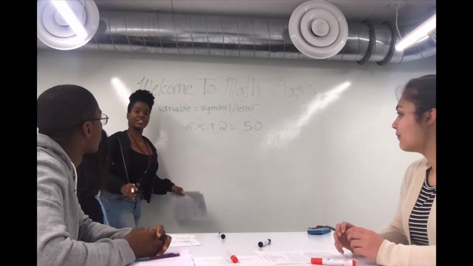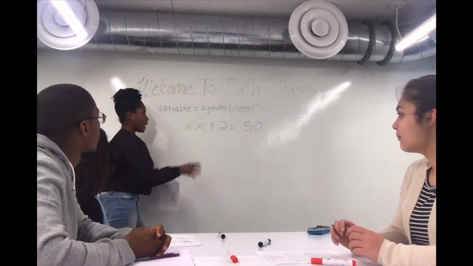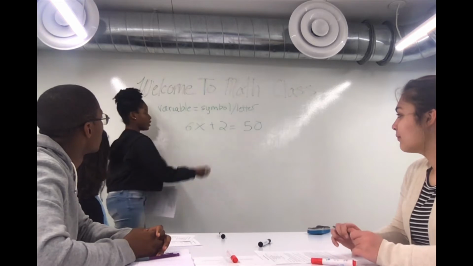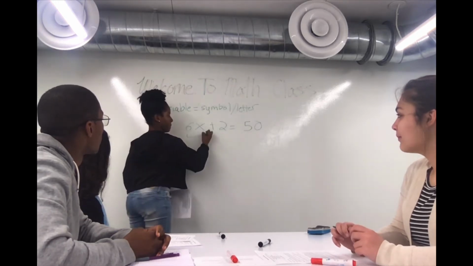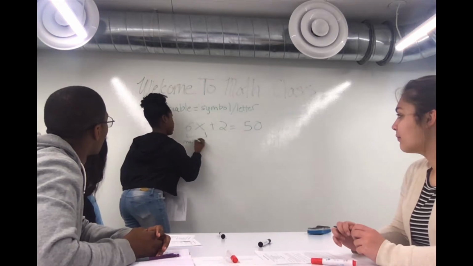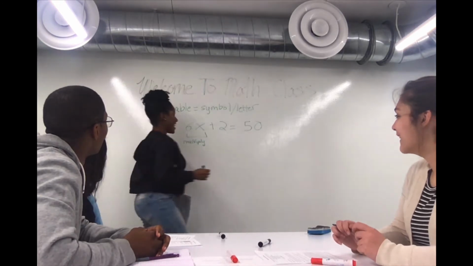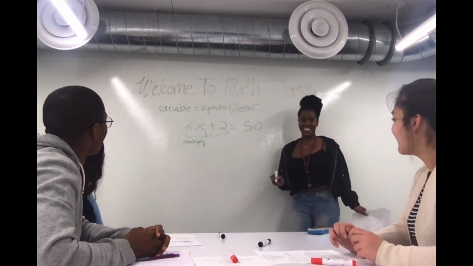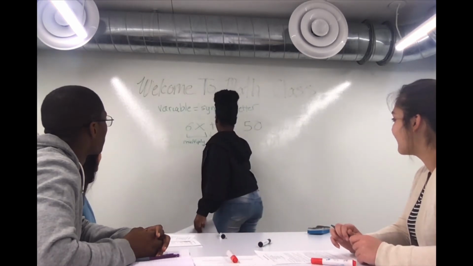Let's first identify the operations we do in the original problem. Can someone tell me one operation? Multiplication. So we're going to multiply 6 by x. Can someone tell me the second operation? Addition. We're going to add 2.